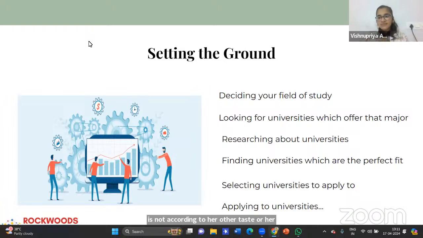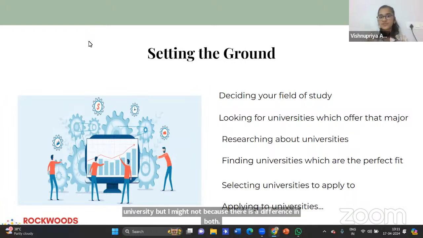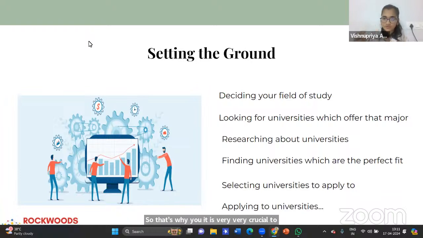And the same might happen with Veda, that she might get into some university, but I might not, because there is a difference in both of us. So that's why it is very, very crucial to find a good university for yourself. And then you select those universities, you select about 20 universities together so that you can apply, and then you start applying. So how do you apply?